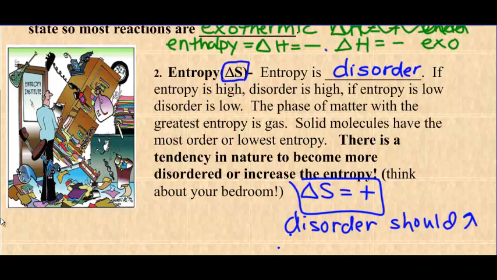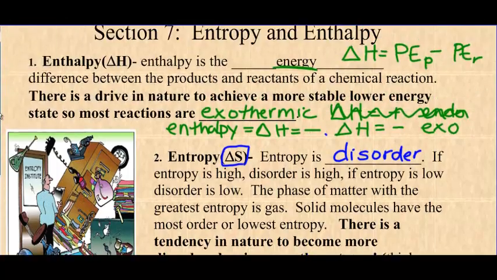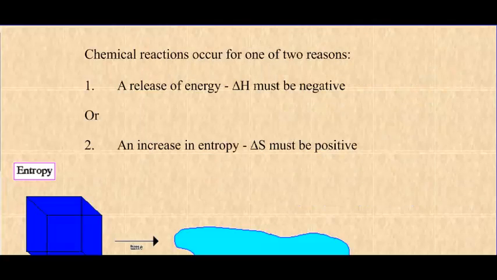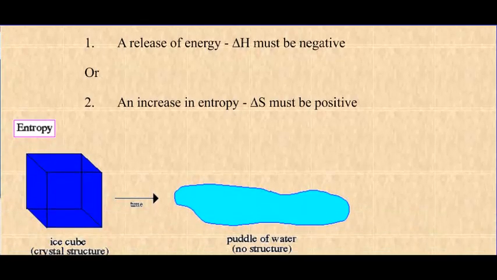If only one of these two things is true, then whether or not it happens depends on the temperature that you're at. And you don't really have to get any more specific than that. You just have to know that the two things in nature that tend to drive processes to occur, or the reason things happen, is to lower energy. Okay, so a decrease in heat, a decrease in enthalpy, or increased disorder, increased entropy. A release of energy, delta H must be negative, or an increase in entropy, delta S must be positive.